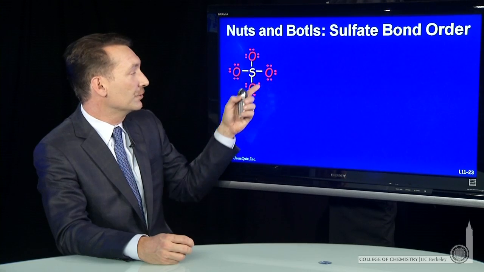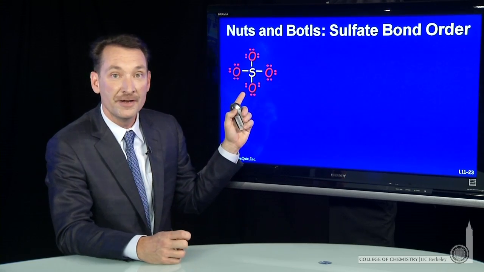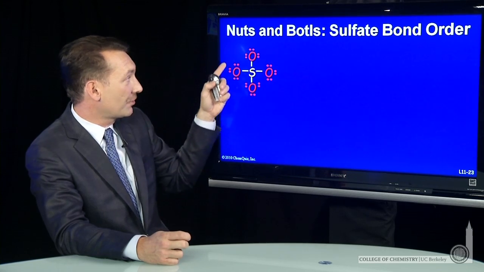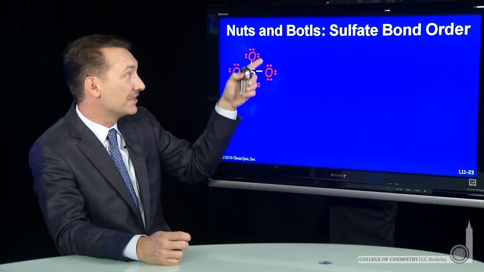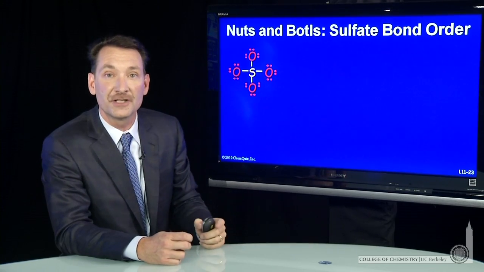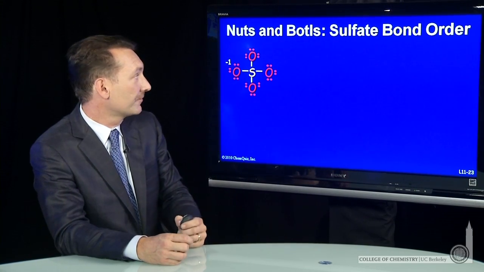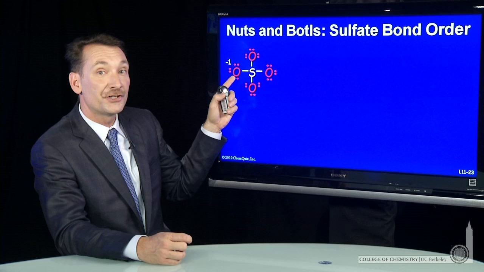Here's Lewis electron dot structure number 1 for sulfate ion. You can see I've distributed the electrons around the atoms and bonded this all together. All the rules for Lewis electron dot structures are followed for this molecule. Now, let me assign formal charges.